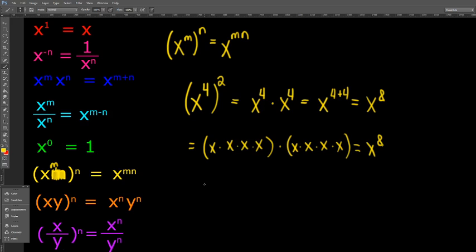And we can think about this with some real numbers as well. I like using 2 because it's just nice, easy bases here.